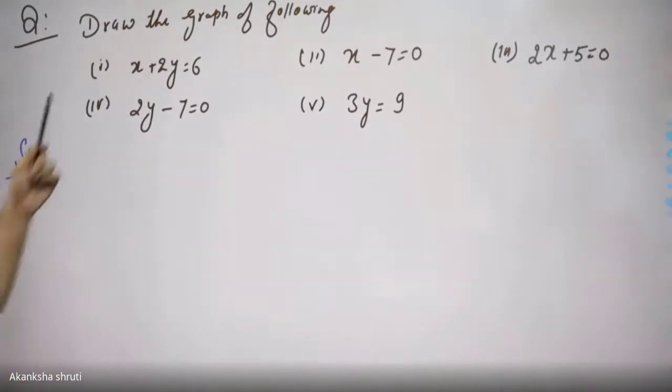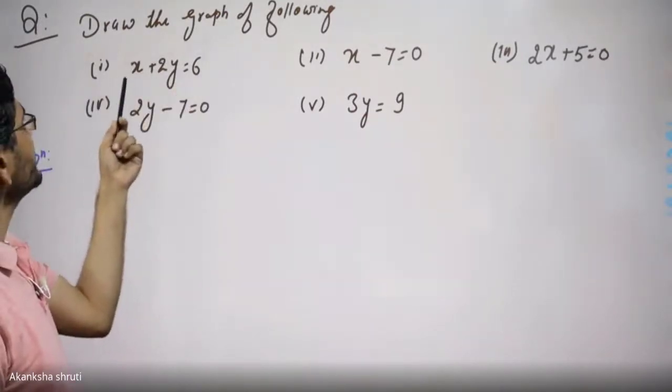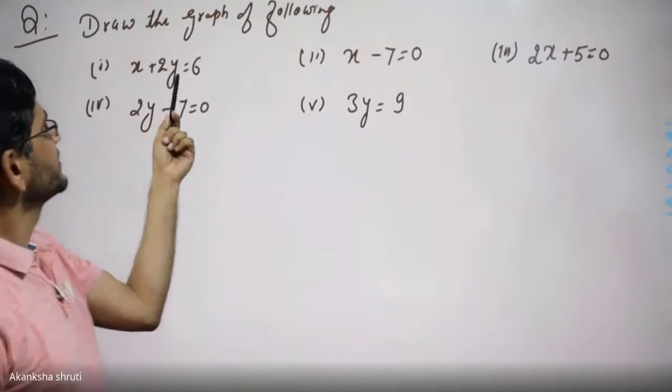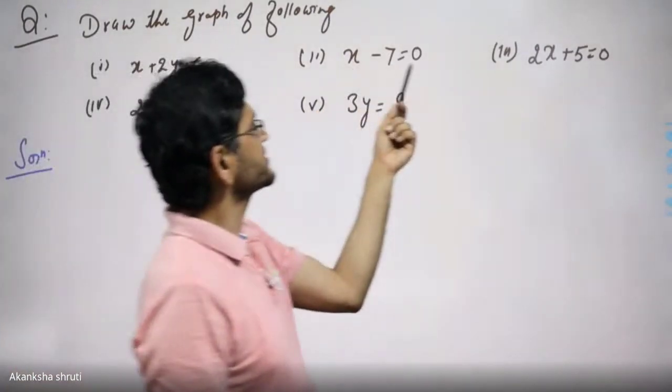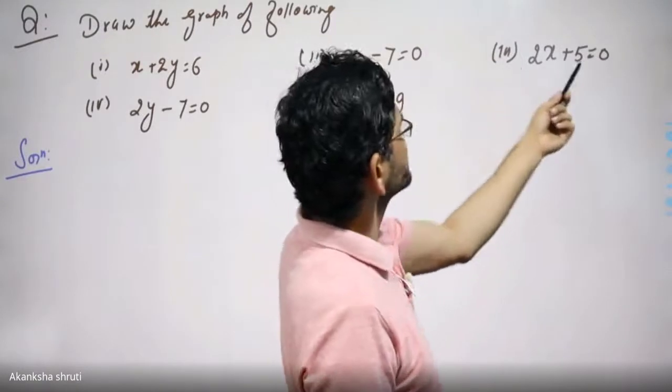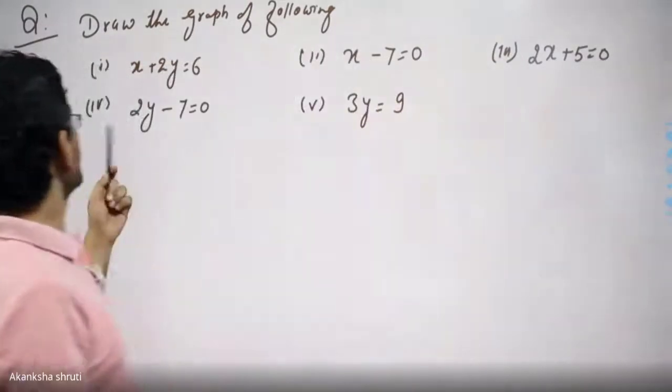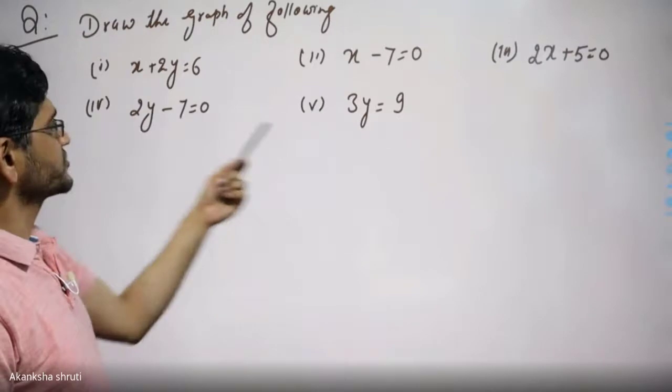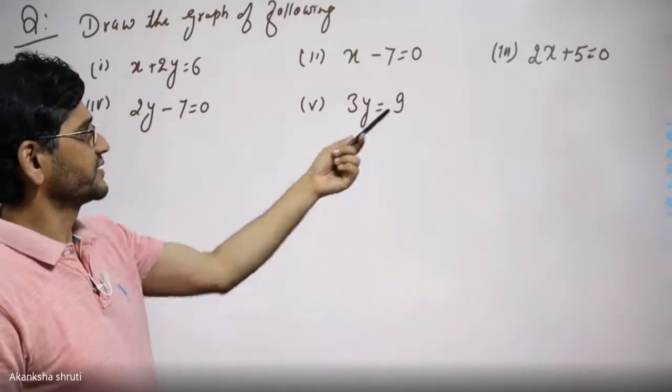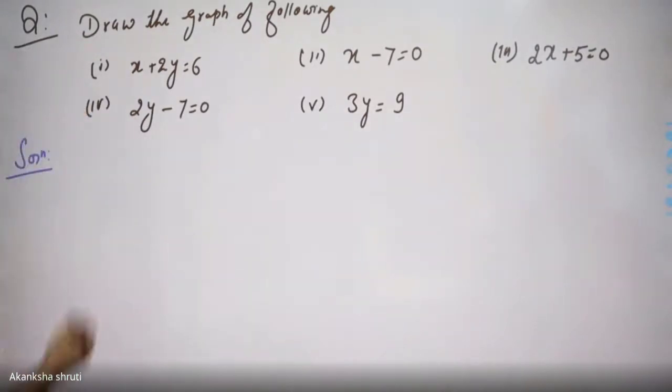Students, here we have to draw the graph of the following equations. The first one is x plus 2y is equal to 6. Second is x minus 7 is equal to 0. Third, 2x plus 5 is equal to 0. Fourth is 2y minus 7 is equal to 0. And fifth one is 3y is equal to 9. Let us draw the graph.